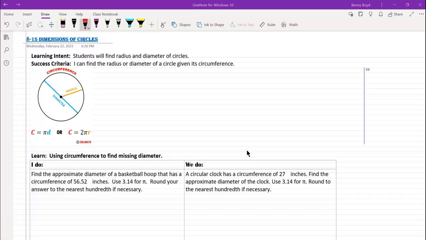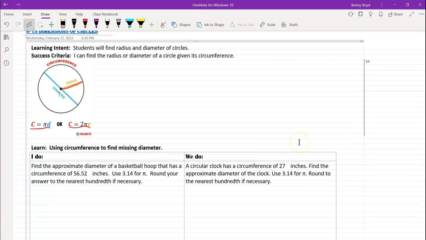In this lesson we will be learning how to find the radius and diameter of a circle when we're given the circumference. Quick reminder that there are two formulas that we have. One, circumference is pi times the diameter, or circumference equals 2 times pi times the radius. Reminder that the radius is the distance from the center of the circle to the edge, and the diameter is the distance all the way across the circle. Circumference is the distance around a circle.